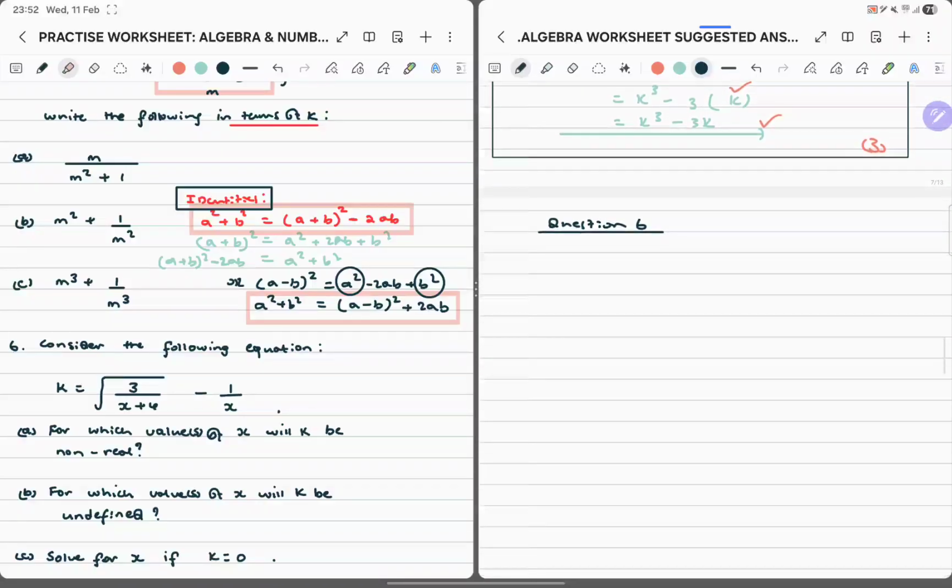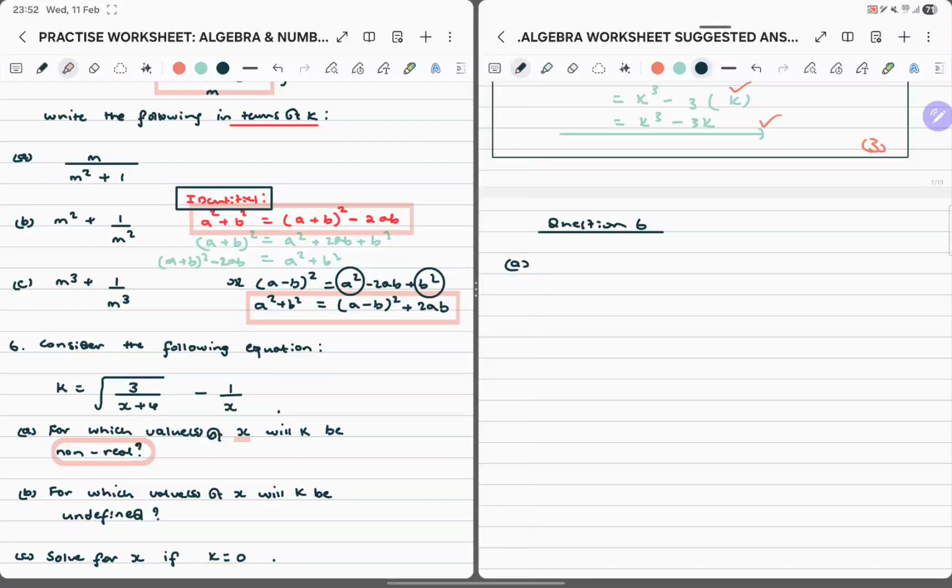Now question 6 says, consider the following equation. K equals the square root of 3 over x plus 4 minus 1 over x. Now we've got some silly questions to handle. It says, for which value of values of x will k be non-real?